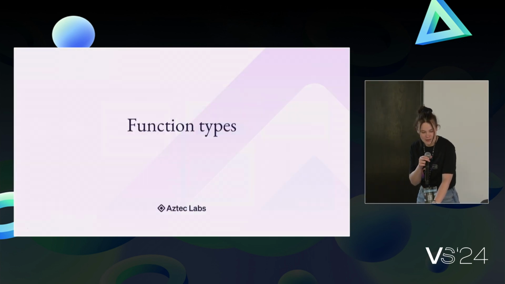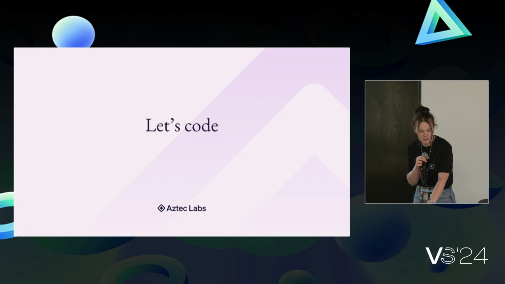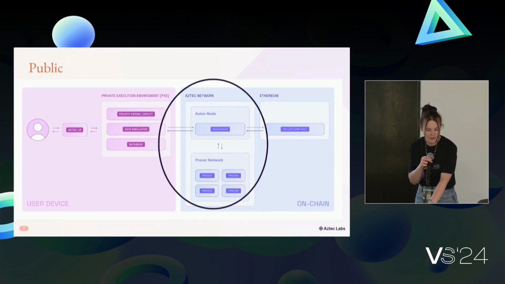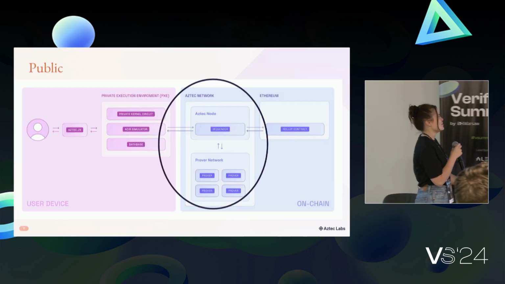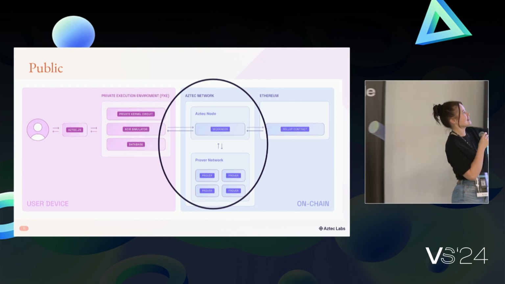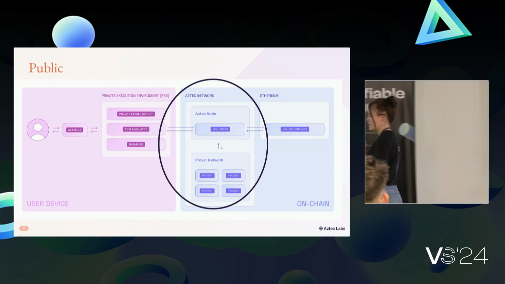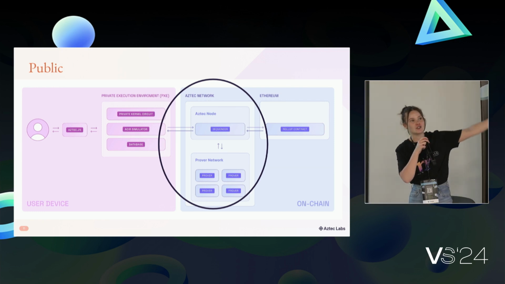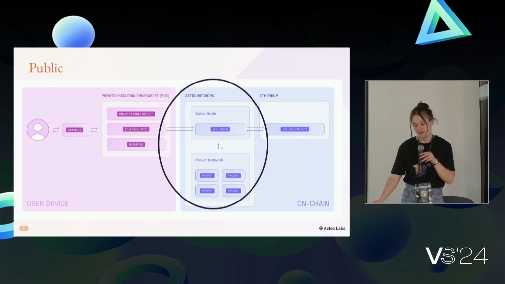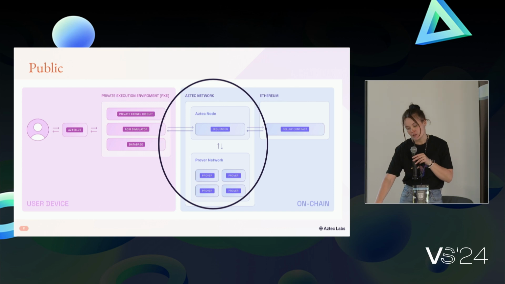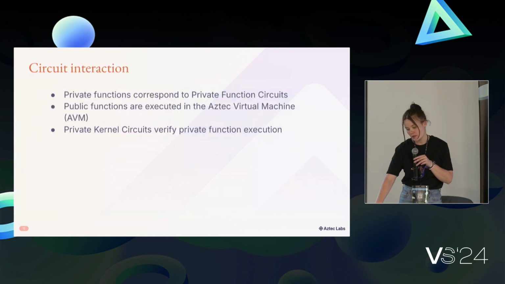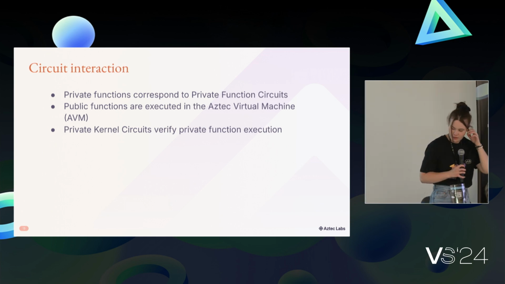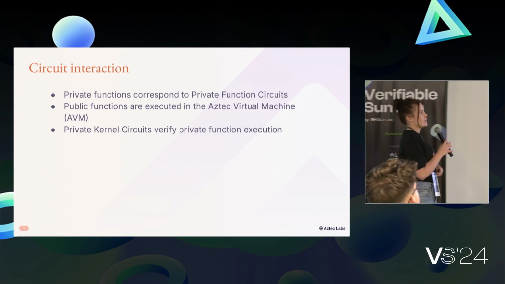Wait, I should have private. Where did my private thing go? There are also private functions that I don't have a slide for. Private functions are just proved in the private kernel circuit. Every function that you write in Aztec.nr that looks like a smart contract is translated into a Noir circuit, and then that runs as a function circuit in your kernel. So private functions directly correspond to private function circuits.